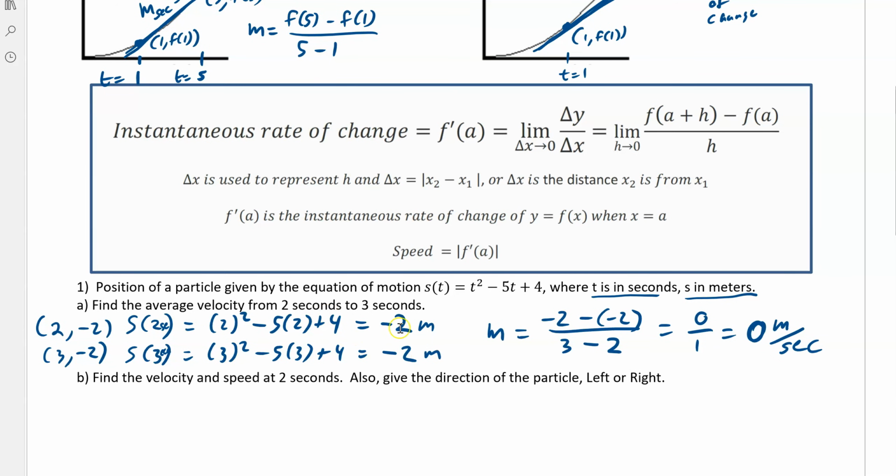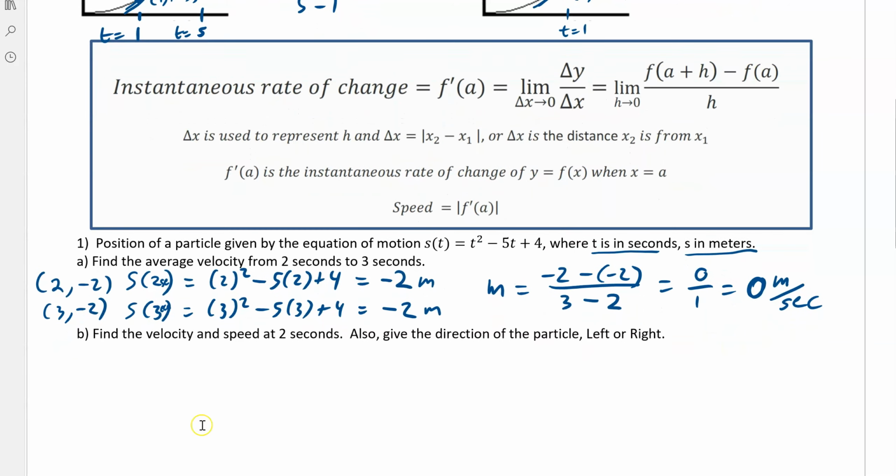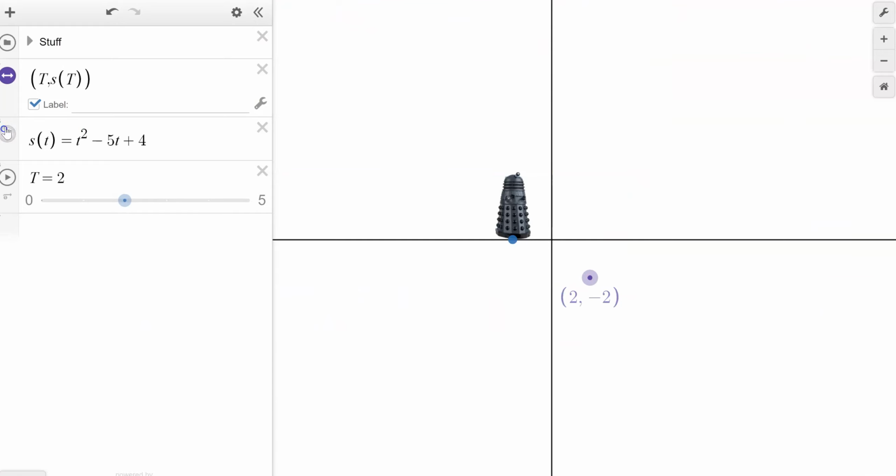Basically what it's saying is at 2 seconds we were at negative 2 meters, and at 3 seconds we were at negative 2 meters. So they didn't change, and if you didn't change, the average velocity would be 0 meters per second because you didn't go anywhere. But that's not true. So it looks like this. Let me click these off. We're going from 2 to 3, and it doesn't look like it's changing at all, like it's just staying put.